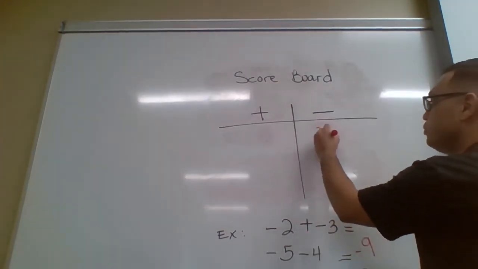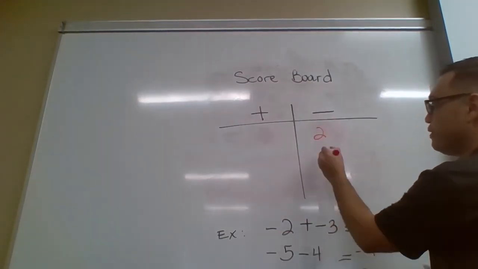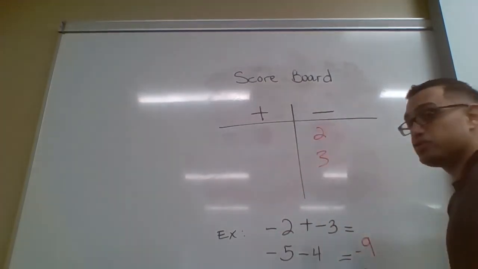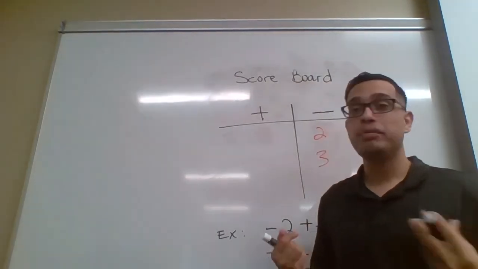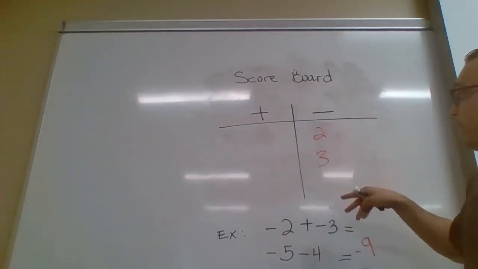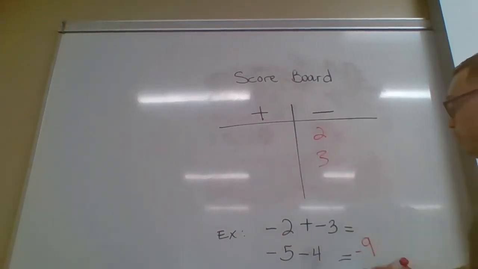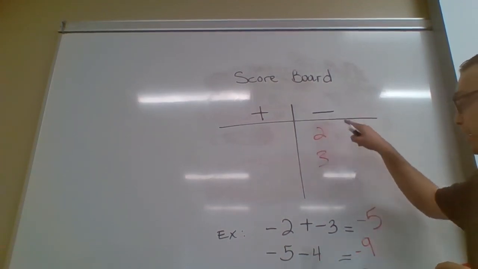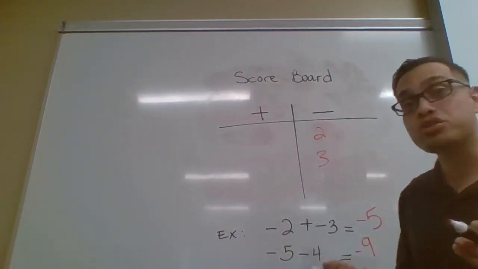So we have a 2 on the negative side, and we have a 3 on the negative side. Then you ask yourself, how many points did the negative team win by? They won by, if you add up all the points, a total of -5. Okay, so you make sure that you keep the sign. All right, and that's the scoreboard method.